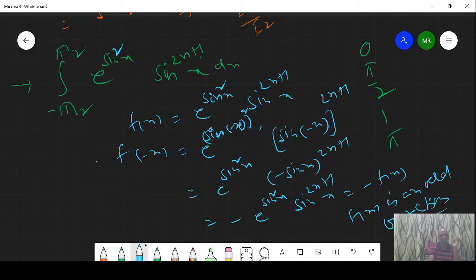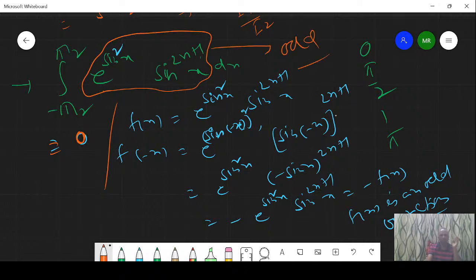When the function is odd, you know the result is 0, right? Since the given function is odd, the answer is 0. This is your answer. Just verify that: the integral from minus pi by 2 to pi by 2 of e power sin square x sin power 2n plus 1 x. Replace x with minus x. Since we got minus f of x, it is an odd function, and the result will be 0.